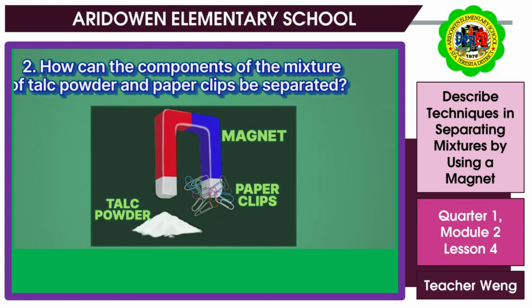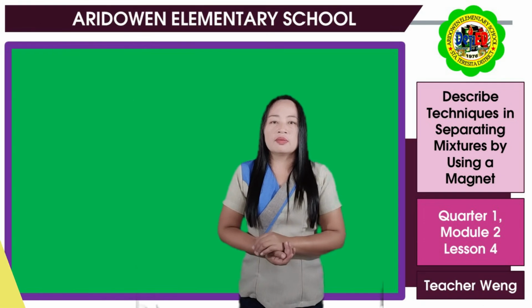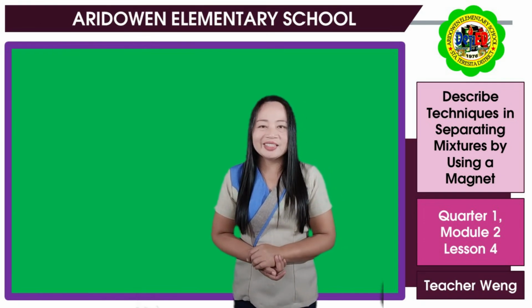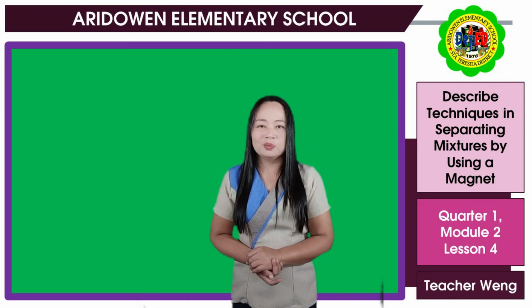Number 2. How can the components of the mixture of tack powder and paper clips be separated? Very good! The components of the mixture of tack powder and paper clips can be separated with the use of a magnet, since paper clips are attracted to the magnet. Well done, my dear learners! Indeed, you really understand our lesson. I hope that you would apply what you have learned because that is what scientists do.